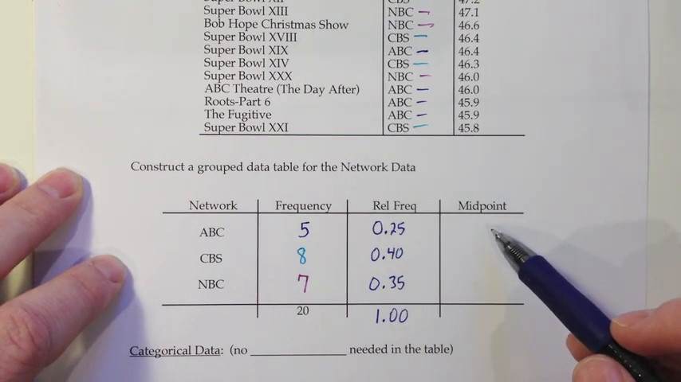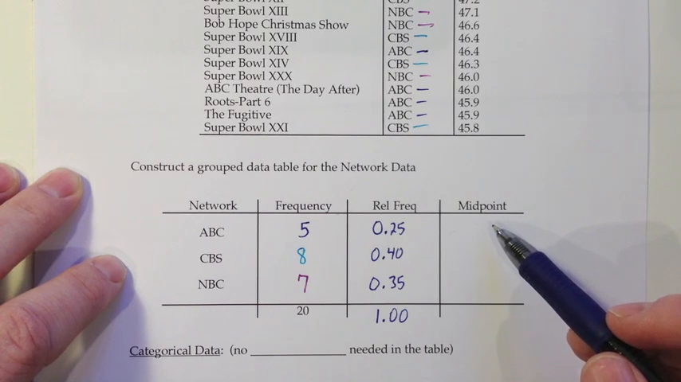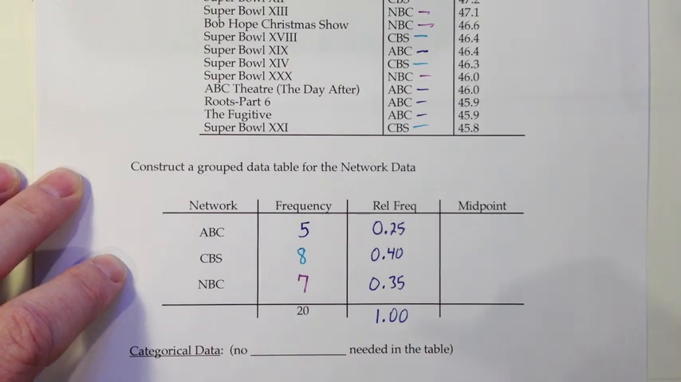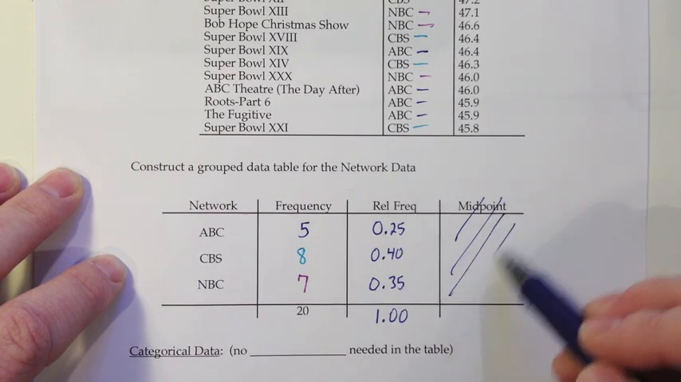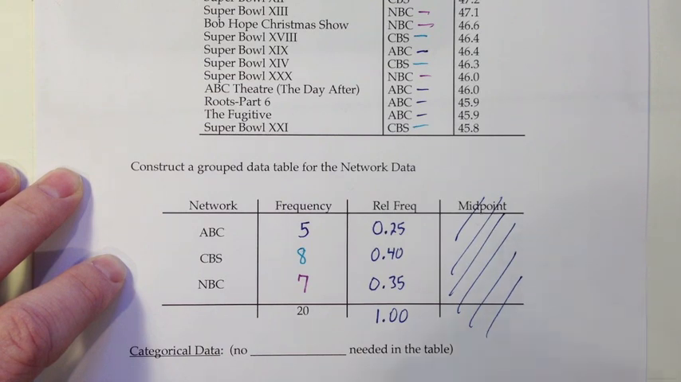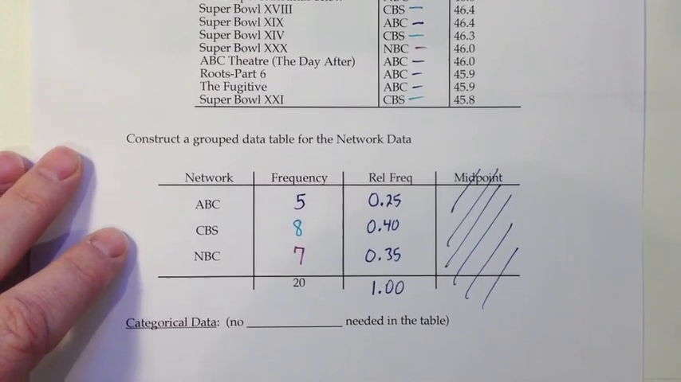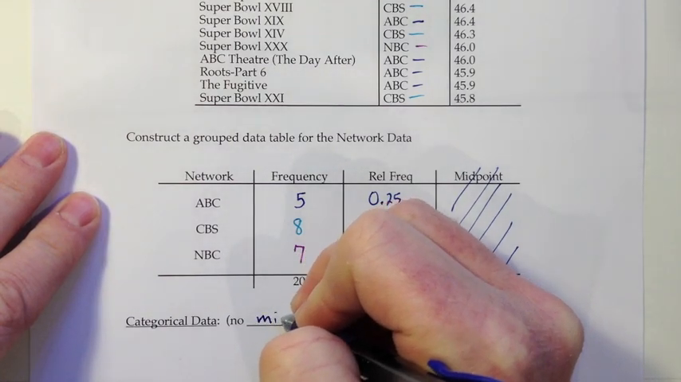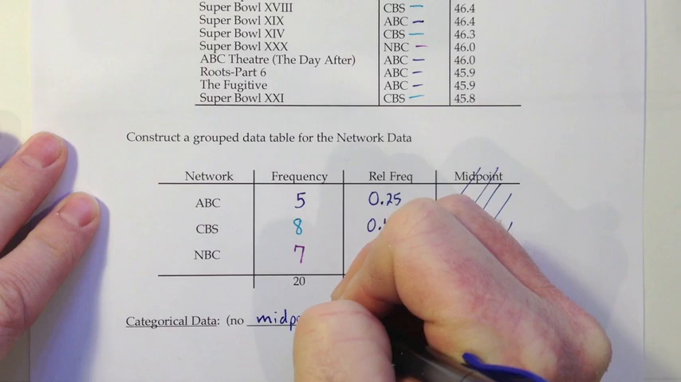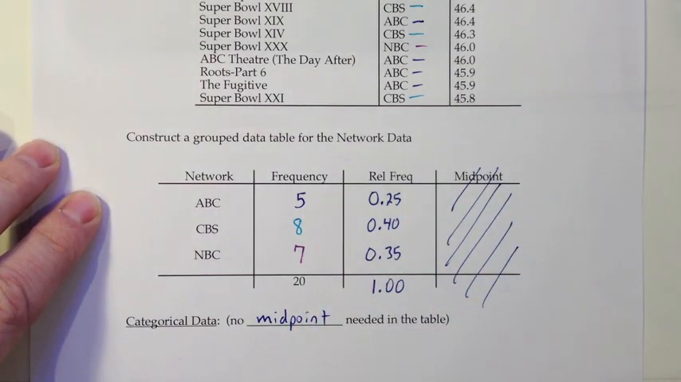And then finally, the midpoint's job is to serve as a representative for a class when there's a range of different values that can fall in there. So that really only applies to quantitative data. We don't apply that to categorical. So we can just go ahead and remove that column, and when you're doing homework or a test or quiz, you could just leave that midpoint column off whenever it's categorical. And we'll just make a note of that right here. No midpoint is needed in the table if you're doing categorical data. All right, that concludes section 2.1.